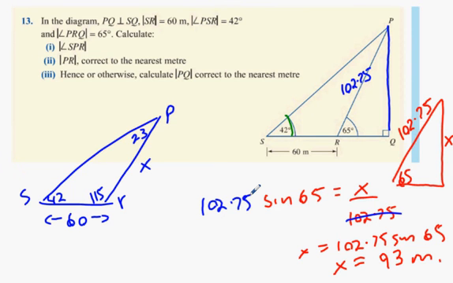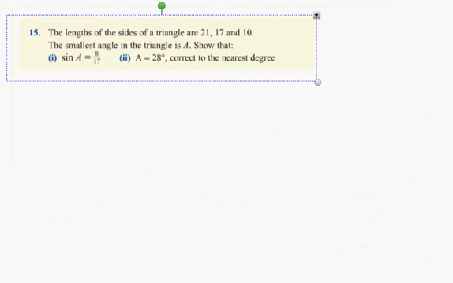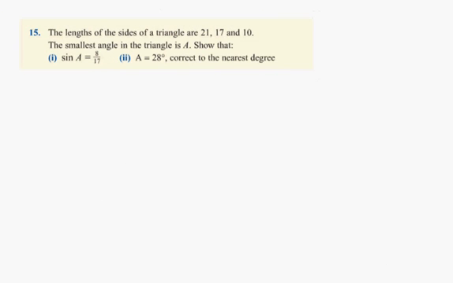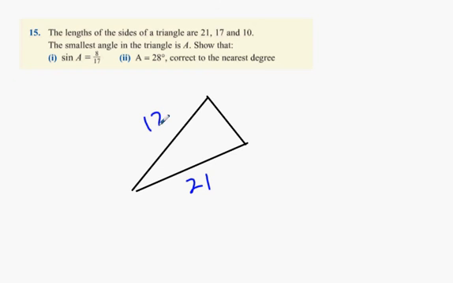Okay. Now, this one. We have 3 sides: 21, 17, and 10. Which one's the smallest angle? We have a choice: angle A, angle B, or angle C. A. Which one's the biggest angle? B. The smallest angle faces the smallest side. So we're going to figure out this one here.